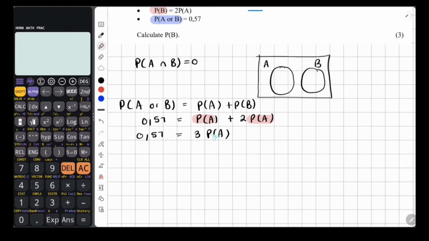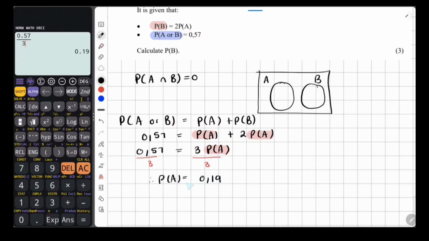Then we just have to solve for the probability of A by dividing both sides of the equation by 3. So 0.57 divided by 3 would give you that. I'm just going to put it in decimal form. It means therefore that the probability of A is equal to 0.19. Okay, so that's the probability of A.